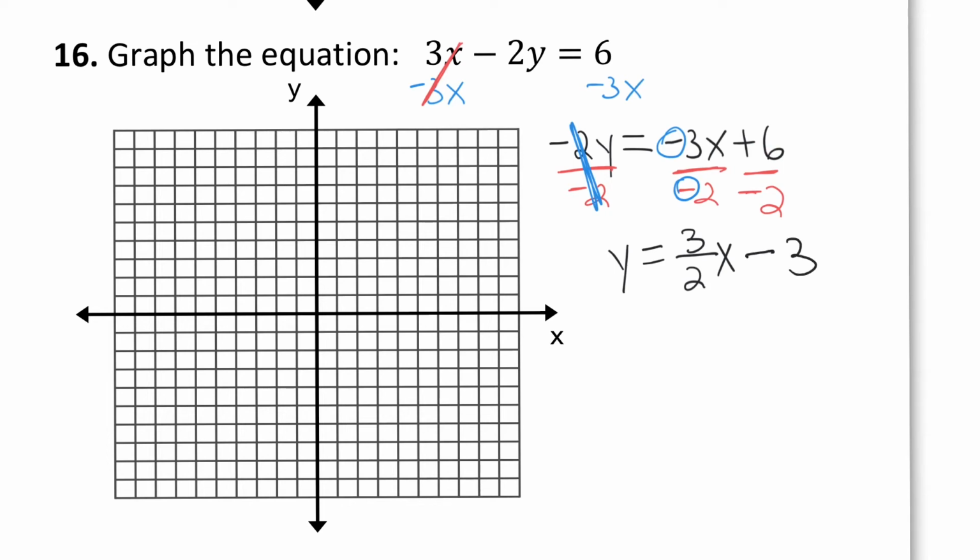So now that I have y by itself, I'm going to look for my slope. The slope is the number with the x. So that's 3 over 2. And the y-intercept is your constant.